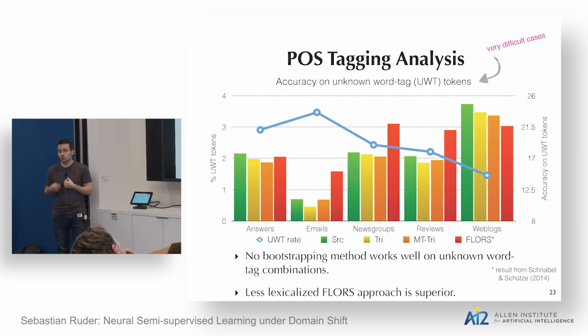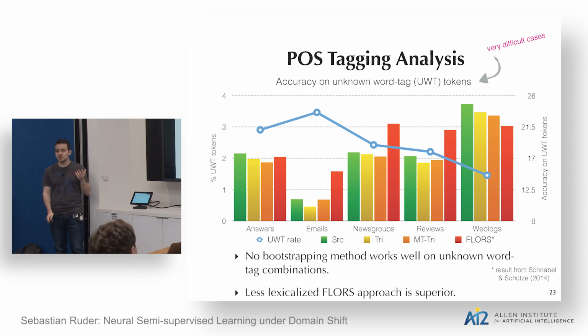And then finally, looking at perhaps the most challenging setting, which is word-tag combinations that haven't been seen in the training data, which are also quite common in these datasets. In those cases, if we compare tri-training and multitask tri-training against the source-only baseline, we find that none of these semi-supervised learning methods using neural networks are really able to outperform the source-only baseline. So in this setting, where we really try to generalize to word-tag combinations that we haven't seen before, just using these semi-supervised learning methods, we're not able to do a very good job.